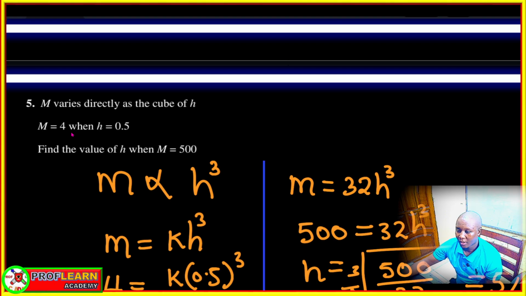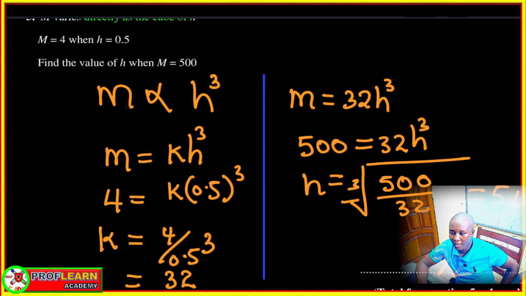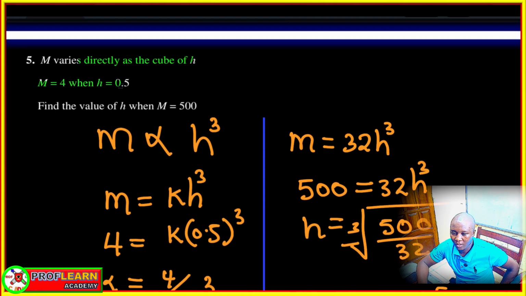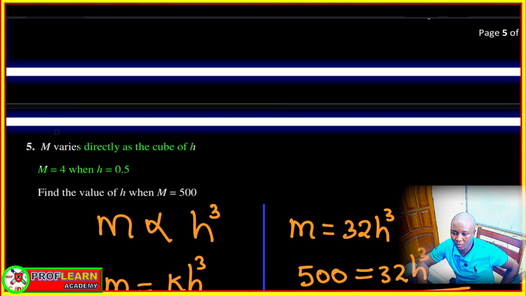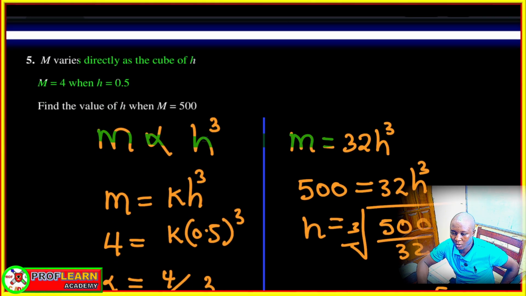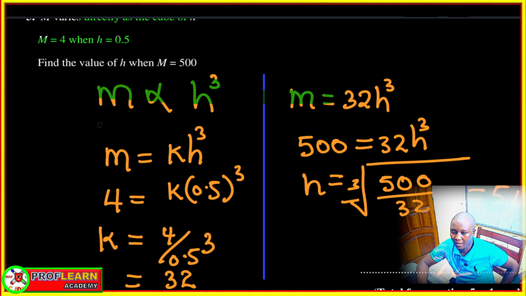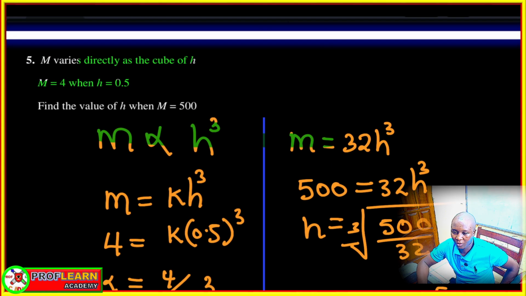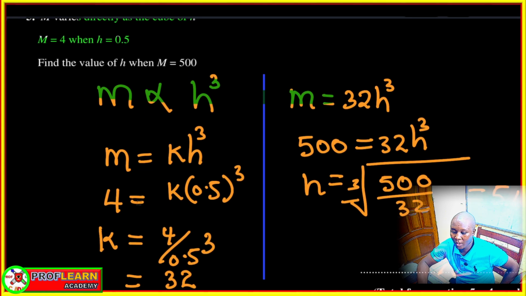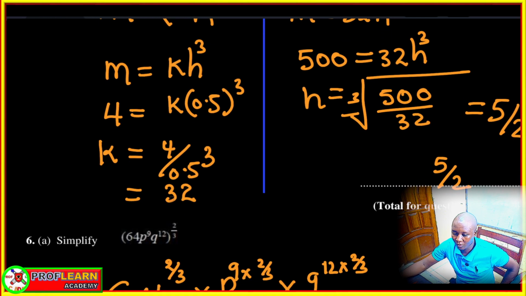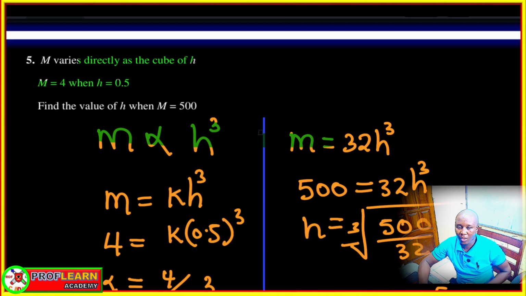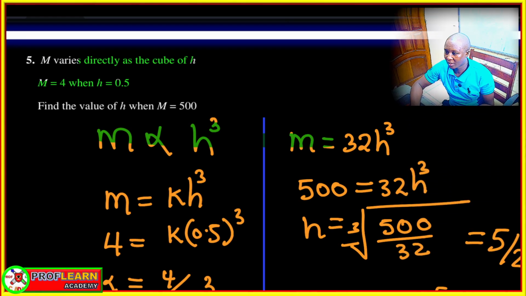Another area that you really need to be well prepared to handle is questions to do with direct and inverse proportions. You can see here you are given values of h and m, and you are told that m varies directly, so we can express that way. The two values given here, m is 4 and h is equal to 0.5, will enable you to find the value of k. Once you find the value of k, you can rewrite the equation again. Then you can find the missing variable that you are told to find.